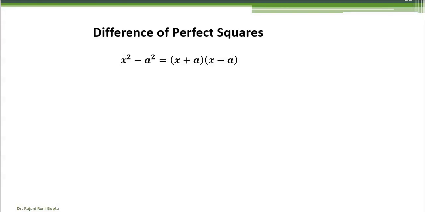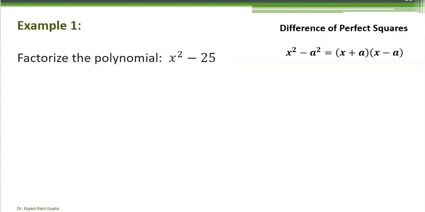In this video, we will see how we factorize by using the difference of perfect squares. So what does difference of perfect squares mean? If you have x square minus a square, x and a with the power 2, and you have a difference, then you can make the factors of them as (x plus a) times (x minus a). Let's understand this with the help of an example.